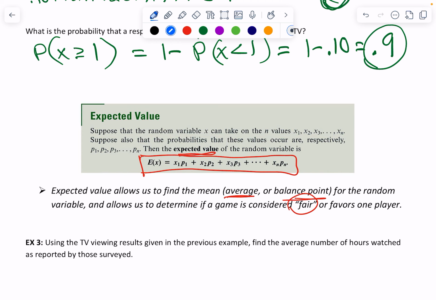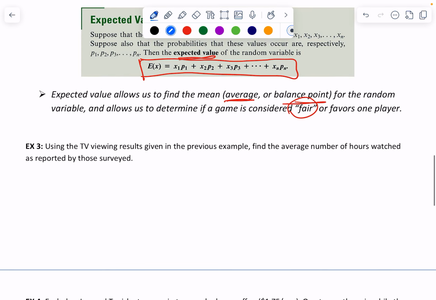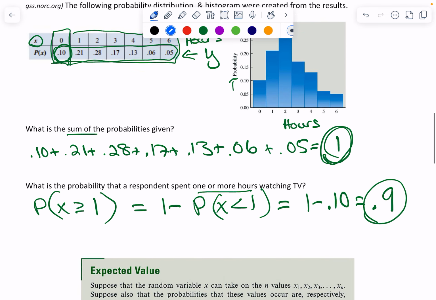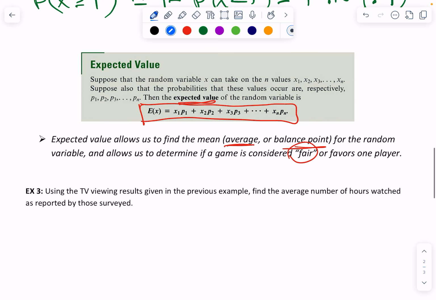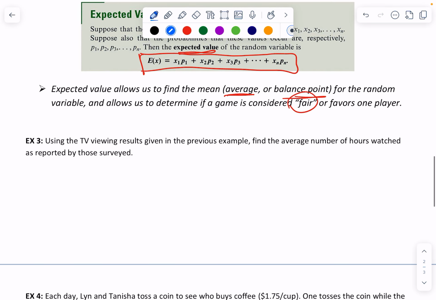Okay, let's look at this next example. Using the TV viewing results given in the previous example, find the average number of hours watched as reported by those surveyed. So we're going to take this here, and we're going to multiply 0 times 0.10, 1 times 0.21, and add all of those to get the expected value.